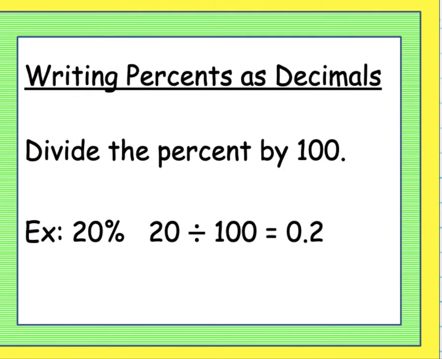Next, we're going to write percents as decimals. In order to get a percent, we multiplied by 100. So in order to get a decimal, doesn't it make sense that we would divide by 100? So we're going to divide the percent by 100. For example, 20%. 20 divided by 100 is 0.2 or 2/10, which is equivalent to 20 over 100.